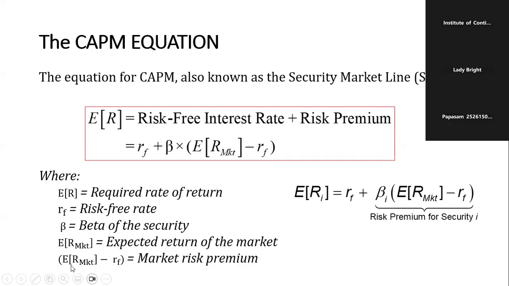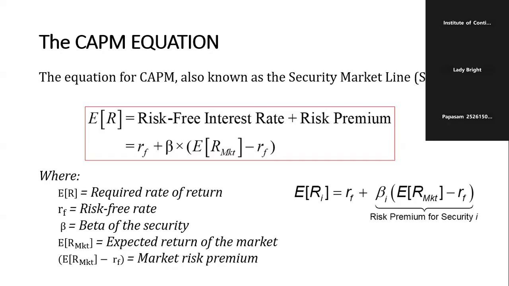Then E(R_MKT) minus RF is the market risk premium. So the market has a reward for bearing risks. E(R_MKT), the expected return on the market, is what the market gives you for bearing risks. The risk-free rate is standard, it is there. Then you have the expected return from the market.